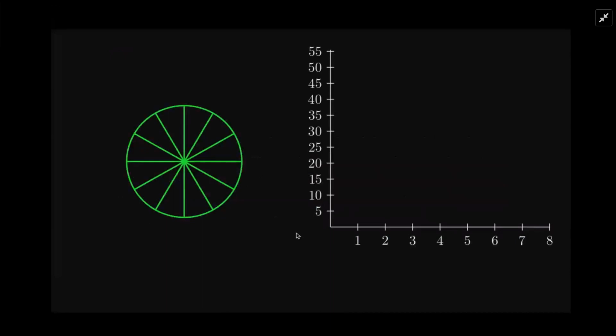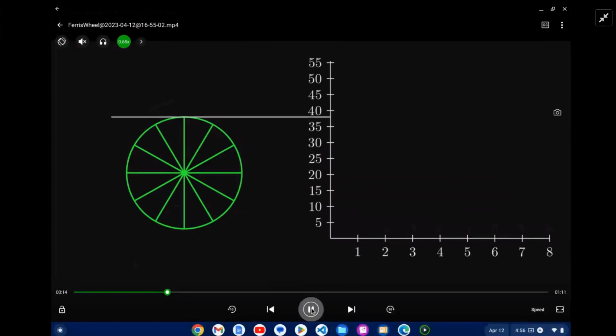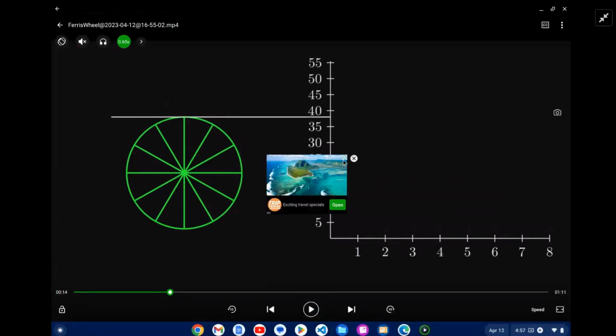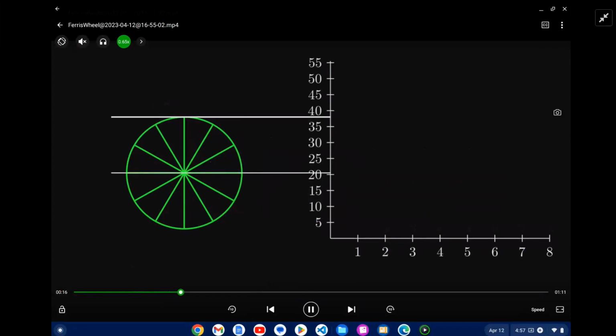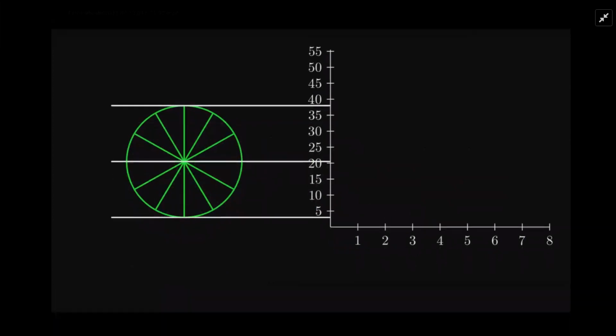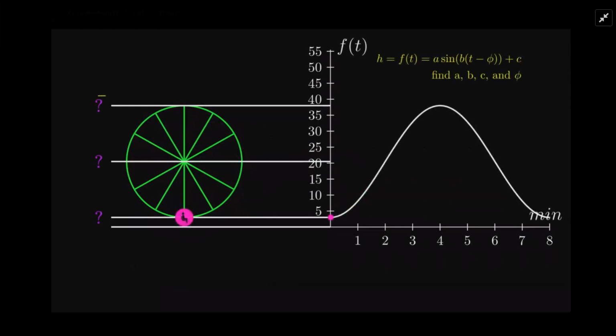Okay, so we have a Ferris wheel on the left, and axes here on the right. The x-axis is time in minutes. The y-axis is the height in meters. What we're going to be interested in here is the maximum point on the Ferris wheel, the midpoint, and the minimum. So from the information given, try to think about what these heights could be. Maybe you write down some ideas.